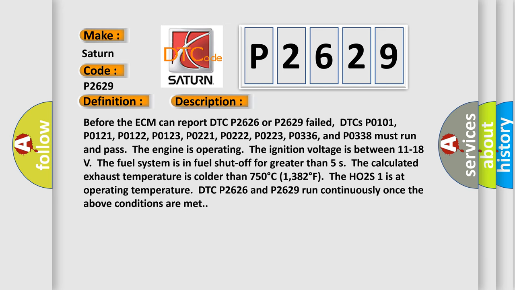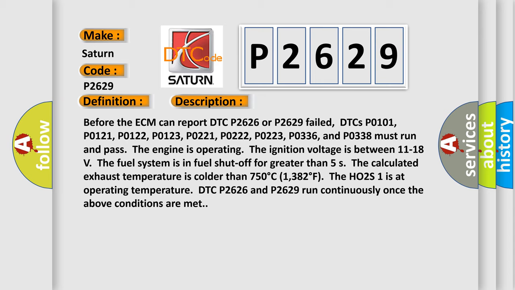Before the ECM can report DTC P2626 or P2629 failed, DTCs P0101, P0121, P0122, P0123, P0221, P0222, P0223, P0336, and P0338 must run and pass. The engine is operating. The ignition voltage is between 11 to 18 volts. The fuel system is in fuel shutoff for greater than 5 seconds. The calculated exhaust temperature is colder than 750 degrees Celsius, 1382 degrees Fahrenheit. The HO2S1 is at operating temperature.